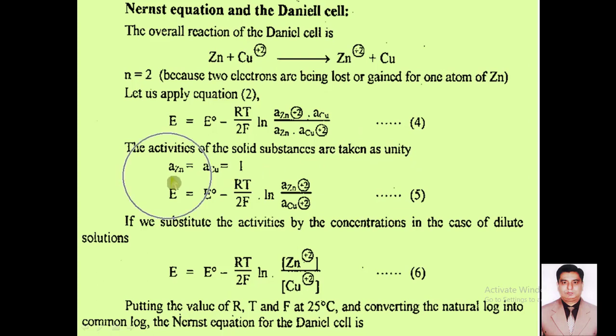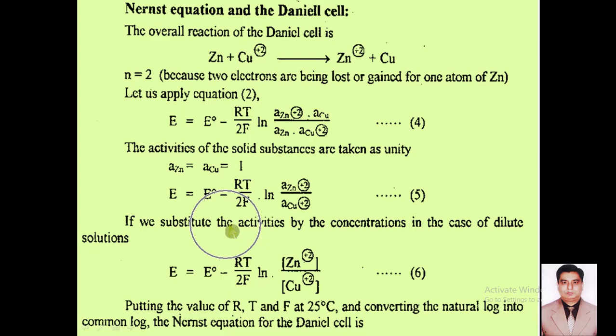So the activity of zinc divided by the activity of copper will be equal to 1. So this equation number 4 can be written in the form of equation number 5. So E is equal to E naught minus RT over 2F into log natural activity of zinc ion divided by activity of copper ion. Dear students, this activity term can be replaced with the concentration.